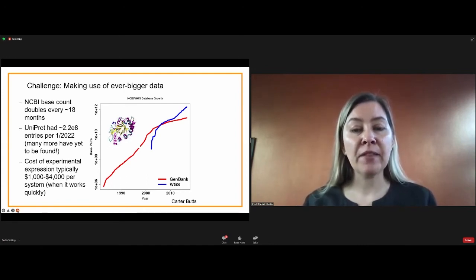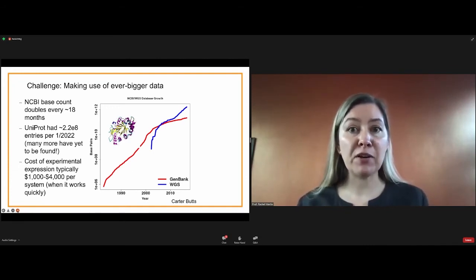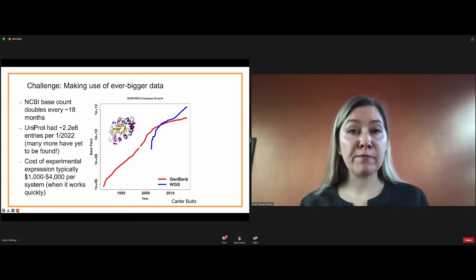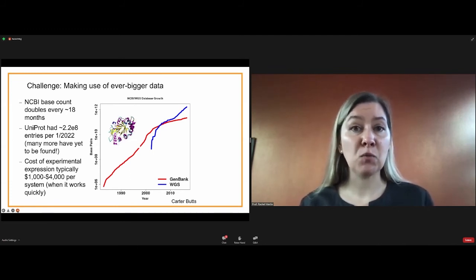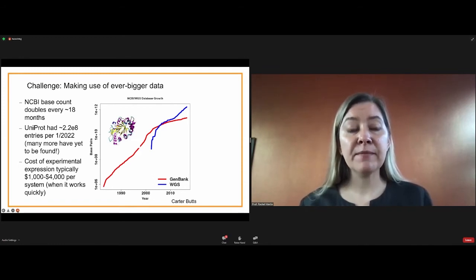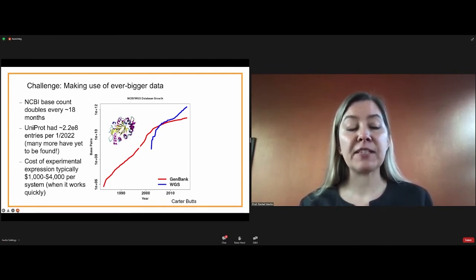Okay, so I told you about one strategy for finding a target, which is picking something that you knew was already there. But that can be hard, especially because it's difficult to make use of ever bigger data. And what I mean by that is genome and transcriptome sequencing has gotten really cheap. You can do lots of it. And so the count, in terms of base pairs in the NCBI database, where all known DNA sequences are compiled, doubles every 18 months. And recently, UniProt had about 2 to the 8th annotated protein sequences in it.